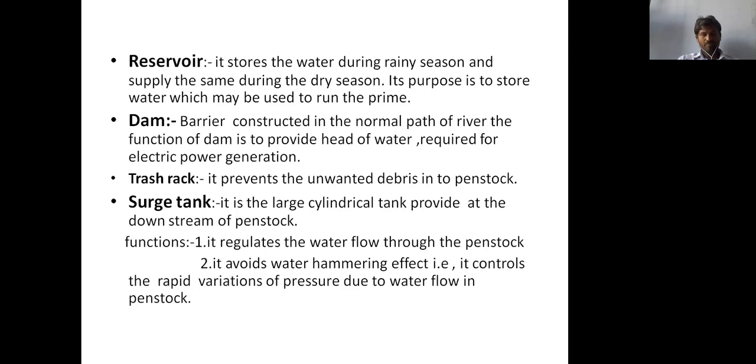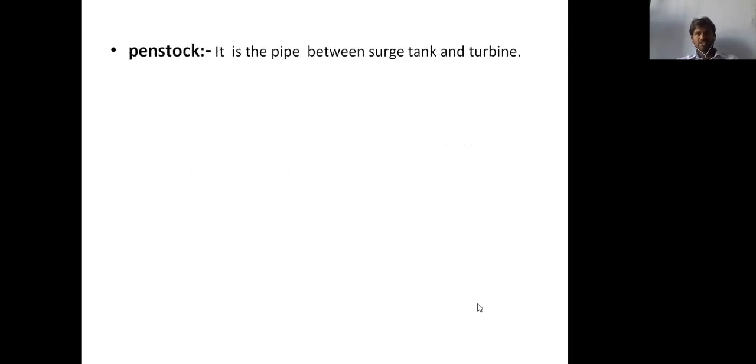Next one is the penstock. The penstock is a pipe between the surge tank and the turbine. It carries the water between the surge tank and turbines, like a pipe.